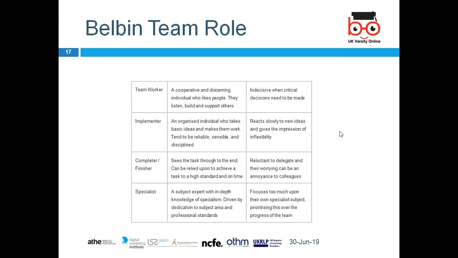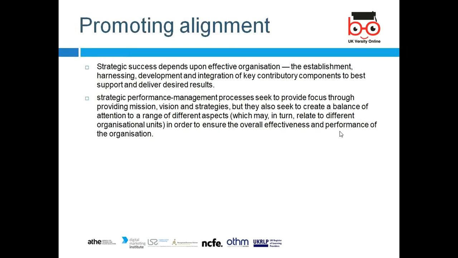The team worker is a cooperative individual who likes people and listens. So we need to find them and we can give them this role. The implementer is an organized individual who takes the basic ideas and makes them work. So all these are different roles. When we develop the team, we need to focus on all these roles according to Belbin team roles. Further, we'll go through the other models as well.